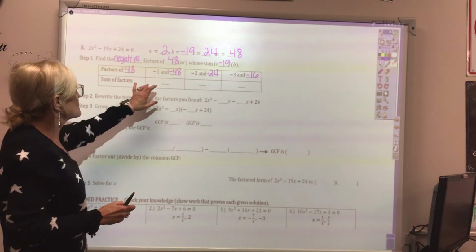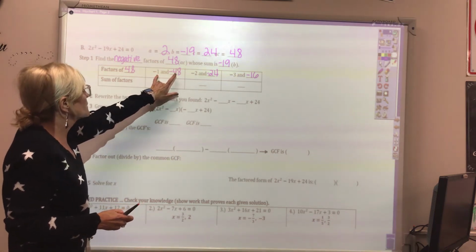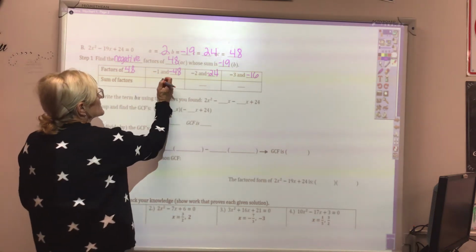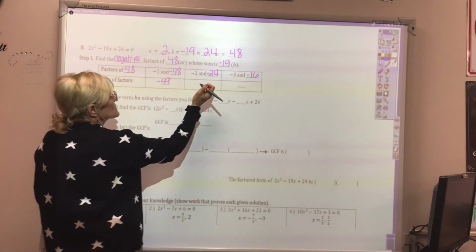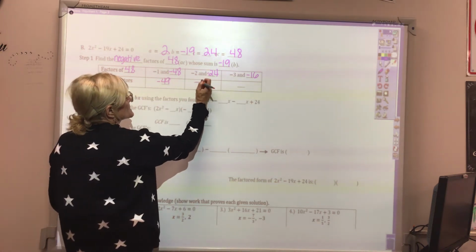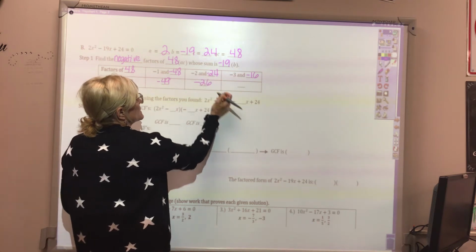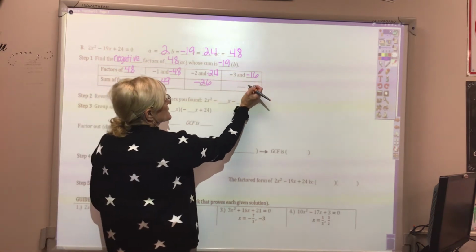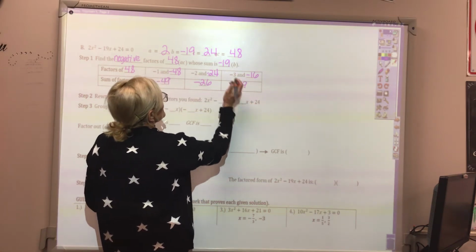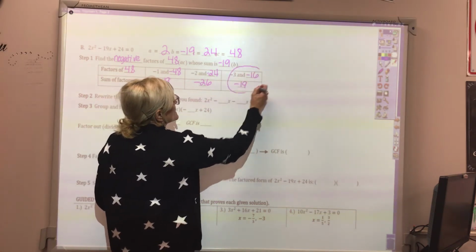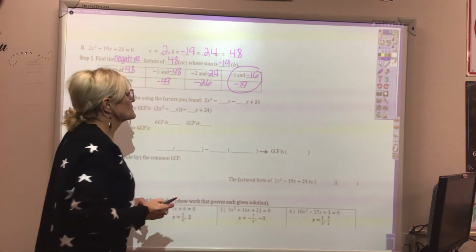Then we take the sum of the factors. So negative 1 and negative 48 equals negative 49. Negative 2 and negative 24 equals negative 26. Negative 3 and negative 16 equals negative 19. And there's the key. That's what we want to use.